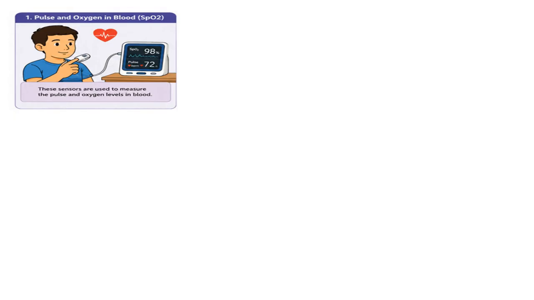the body. This sensor is commonly found in smartwatches, fitness bands, and pulse oximeters, and it is especially useful for monitoring patients with respiratory diseases, heart conditions, or infections affecting breathing. So, doctors use SpO₂ readings to assess a patient's overall health and detect oxygen deficiency at an early stage. Continuous monitoring helps provide timely medical assistance and improve patient care.